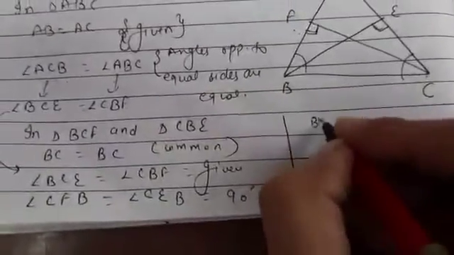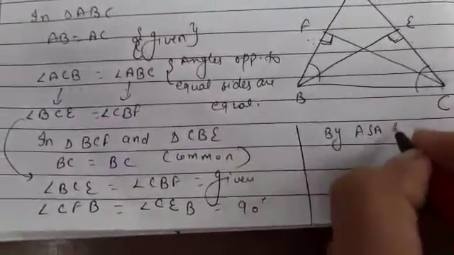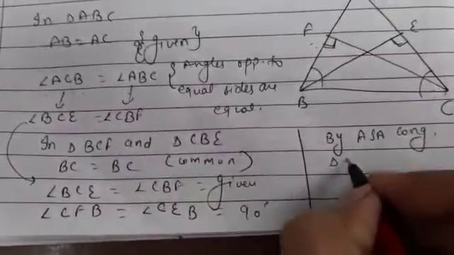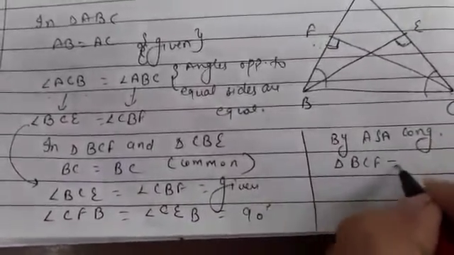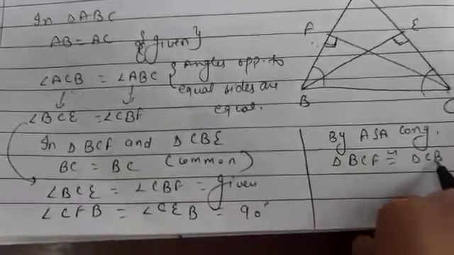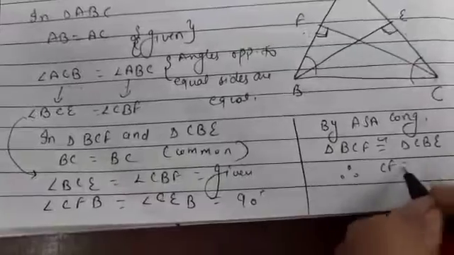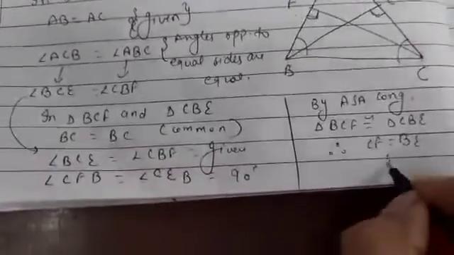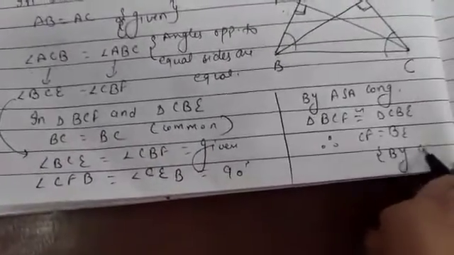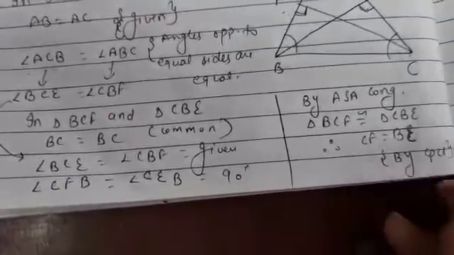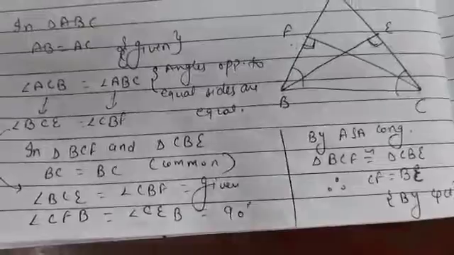So we can write, by ASA congruency, triangle BCF is congruent to triangle CBE. If triangles are congruent, then CF is equal to BE by CPCT, you can write. So this is what we had to prove equal, so that came. Clear?